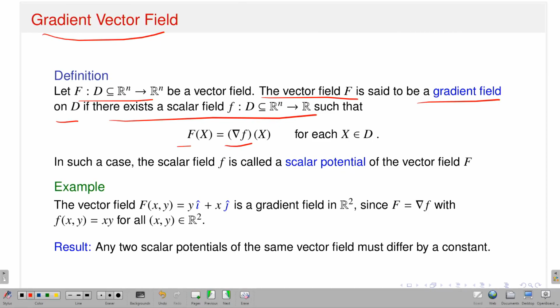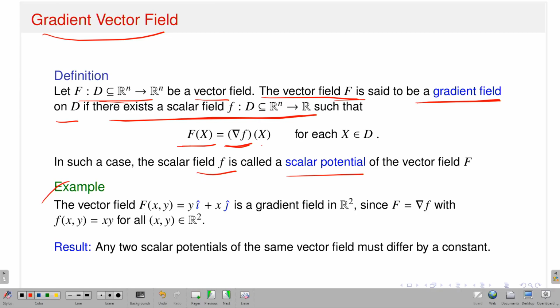So, suppose I have a vector field capital F. I will say that this is a gradient field if there exists a scalar field small f such that if I take the gradient of f, it is a vector field, and that should exactly coincide with the vector field I started with. So, let capital F be a vector field. The vector field capital F is said to be a gradient field if there exists a scalar field such that capital F of x is nothing but the gradient of small f at x. In such a case, I will say that the corresponding scalar field is called the scalar potential of my vector field capital F.